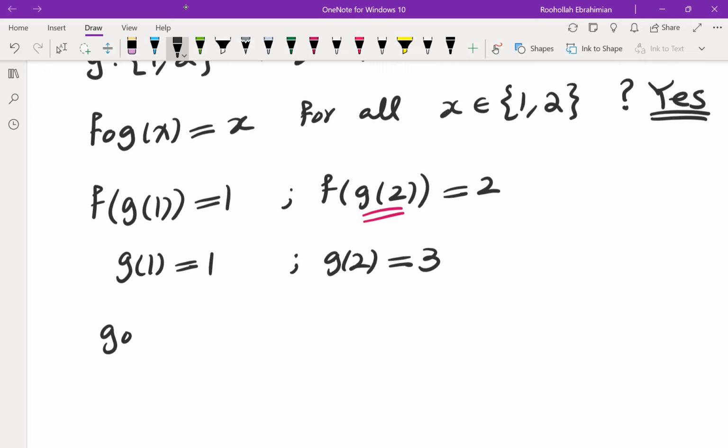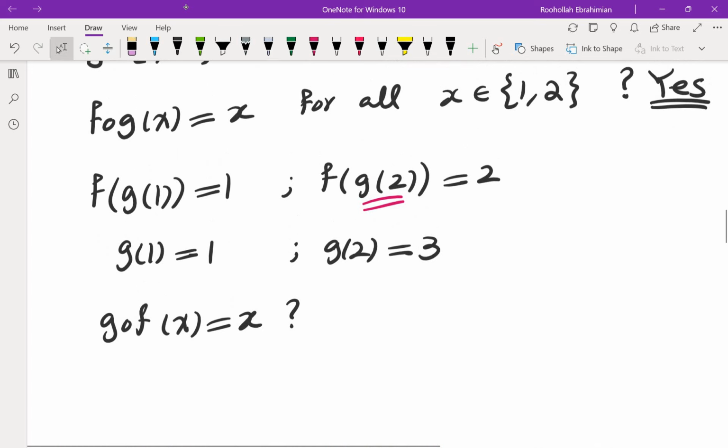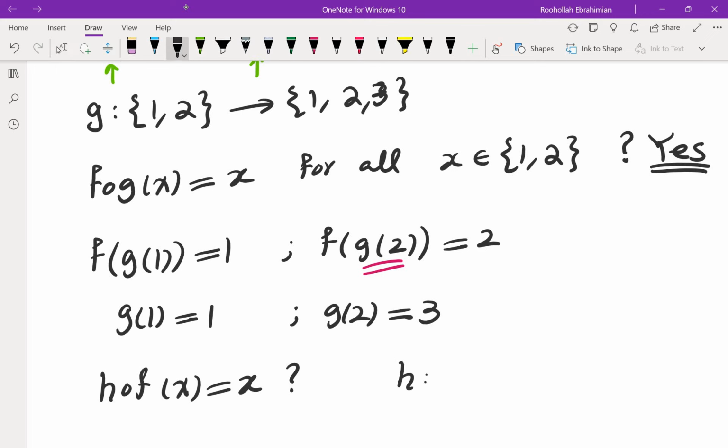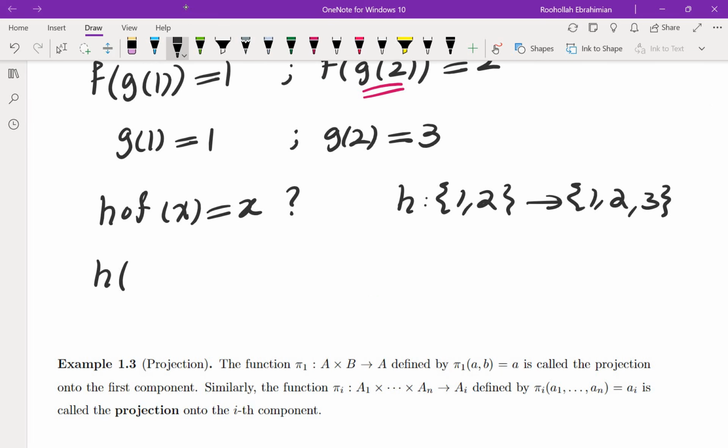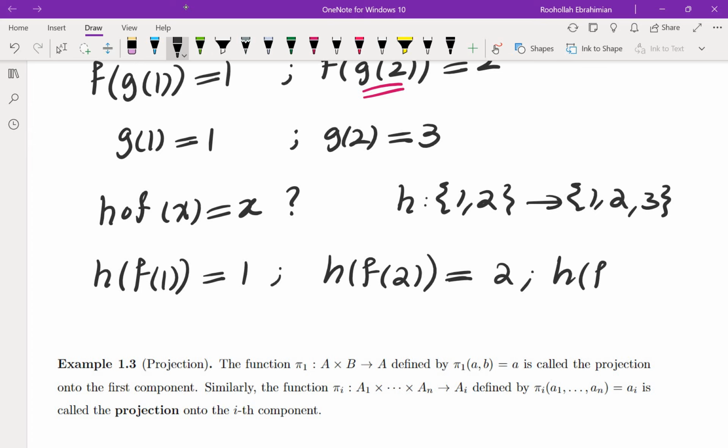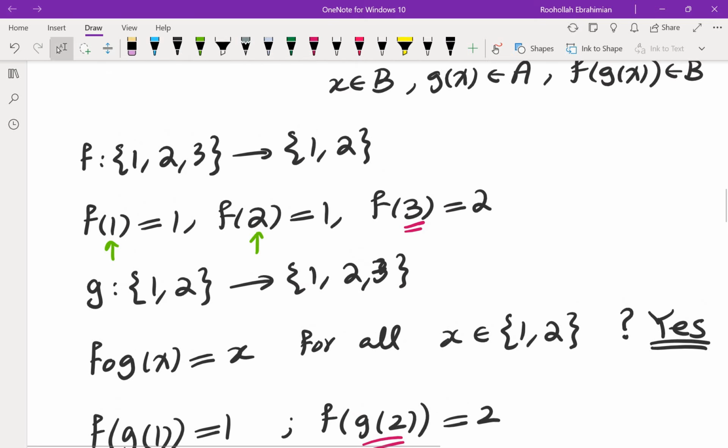But is there a function such that g o f of x is x? It may not be the same g, it could be a different function. Let's call it h, and this function h goes from {1, 2} to {1, 2, 3}. Let's see if there is such a function. What we need is h of f of 1 to be 1, h of f of 2 to be 2, and h of f of 3 to be 3, because remember that the domain of f is {1, 2, 3}.